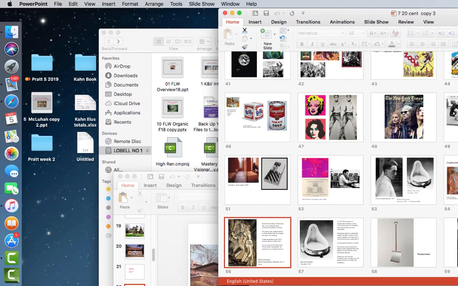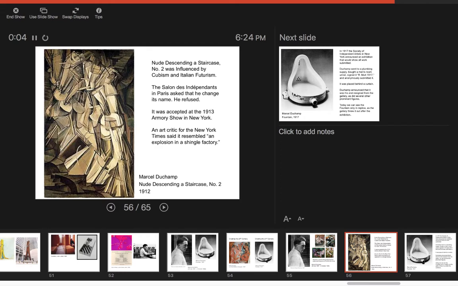So he submits it, and the curator suggests that he change its name. So he refuses. He put it in a taxi and went home. So then in 1913, he's in America. He submits it to a famous art show at the Armory. An art critic in the New York Times described it as an explosion in a shingle factory.